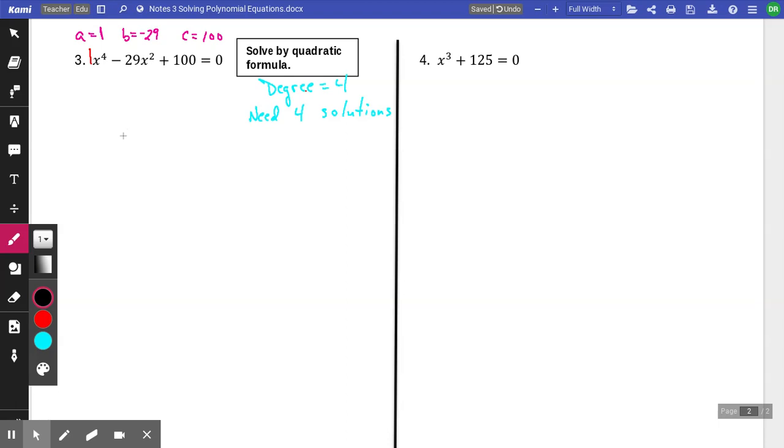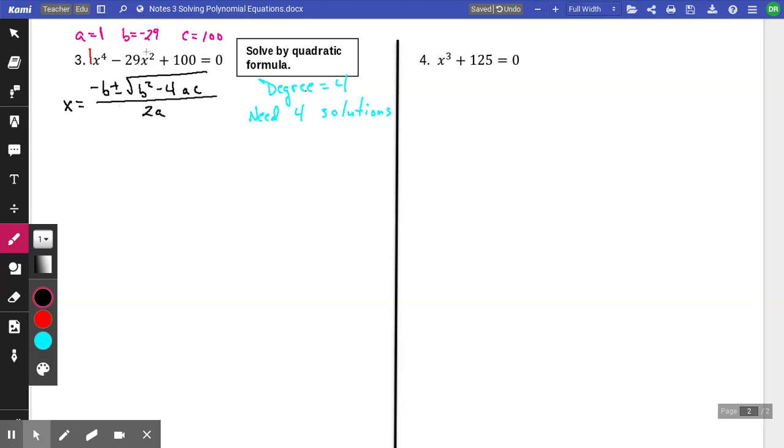It was, again, remember, x equals, let's start with negative b plus or minus the square root of b squared minus 4ac, all divided by 2a, okay? And again, we have a and b and c from our polynomial. We can put these in.